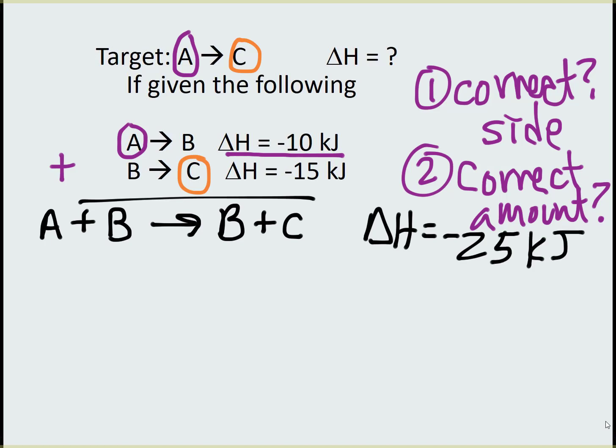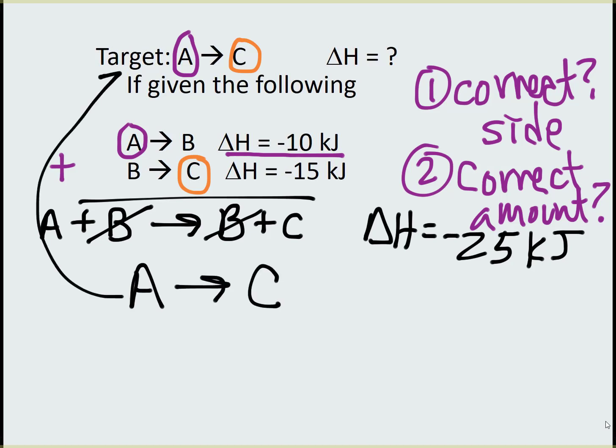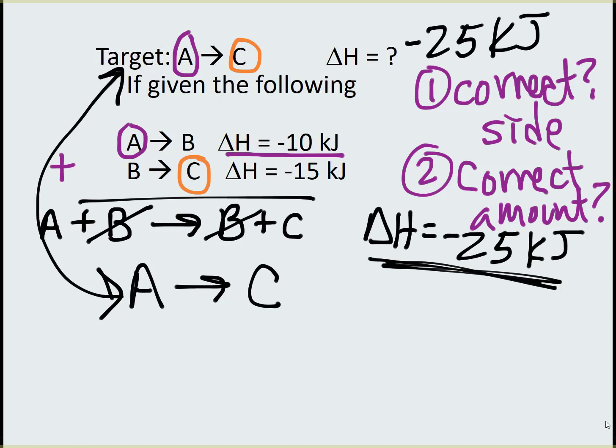All right, now we're not completely done. Is there anything I can cancel out? Is there anything that appears on both sides? This is called an intermediate, and your intermediate should cancel out so that you can get a target equation. So I can see that I have B on each side, and so my overall equation, when I add these 2 equations, is A yields C. And notice that matches the target equation, so therefore I know that this delta H of the added equation is also the delta H of my target equation. And so I'm done. So my target equation has the enthalpy of negative 25 kilojoules.